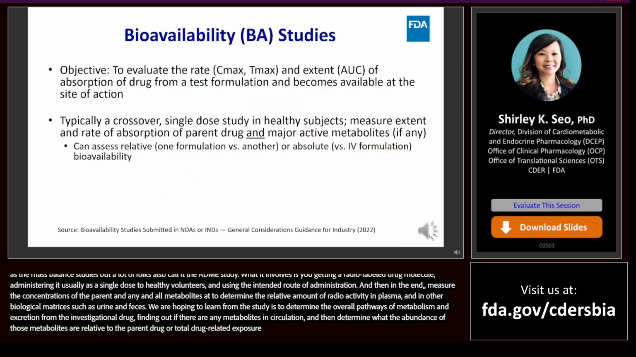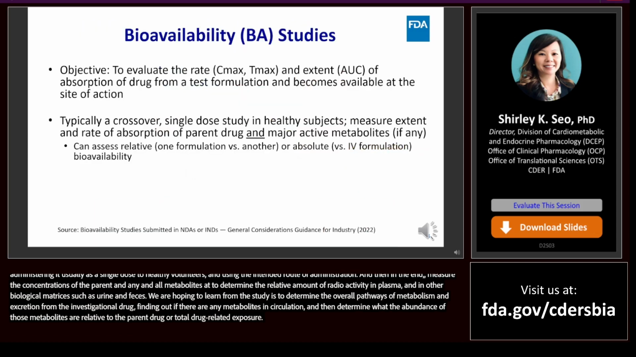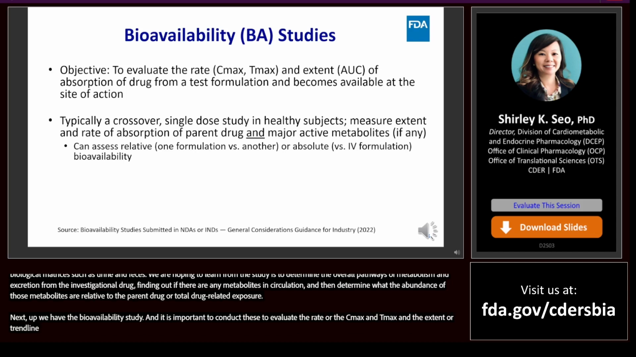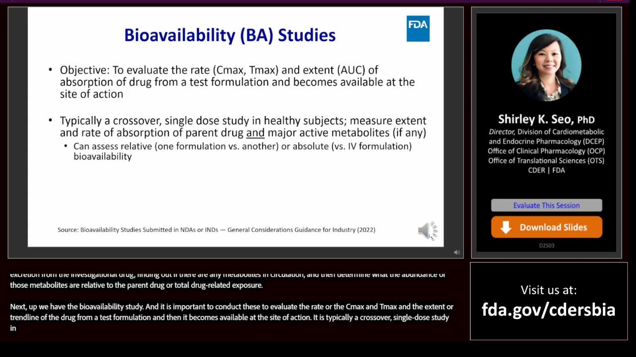Next up, we have bioavailability studies. It's important to conduct these in order to evaluate the rate, or Cmax and Tmax, and extent, or AUC, of absorption of a drug from a test formulation and then becomes available at the site of action. It's typically a crossover single-dose study in healthy subjects where the extent and rate of absorption of the parent drug and any major metabolites, if any, are measured.